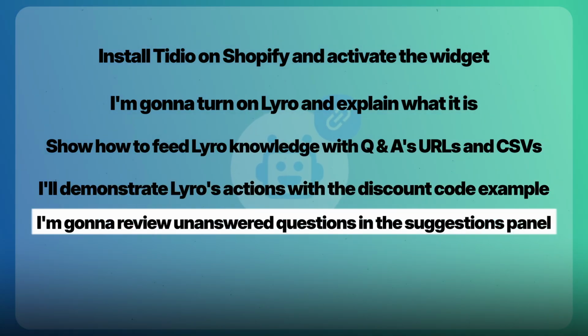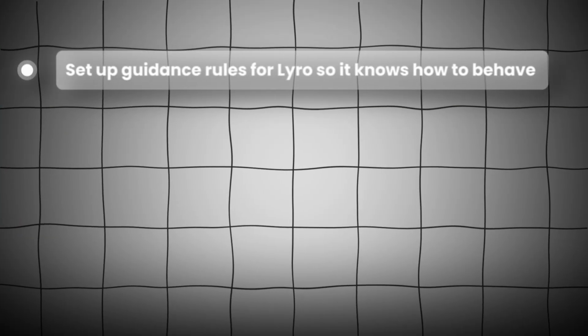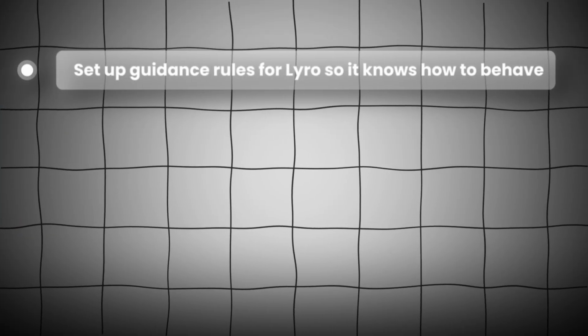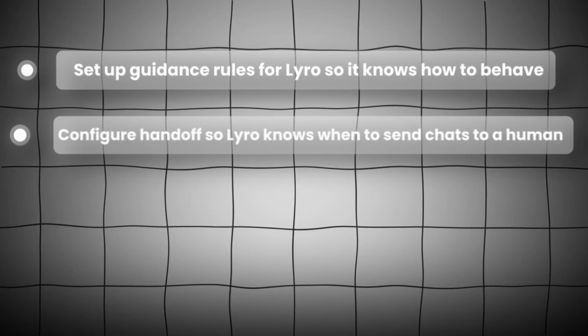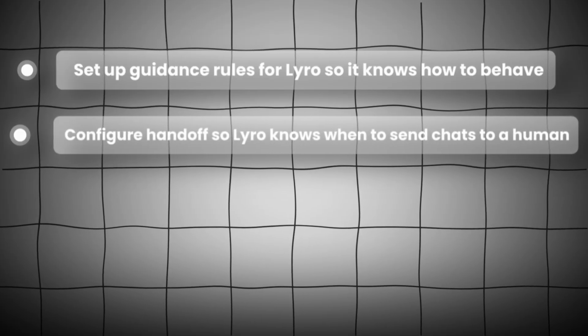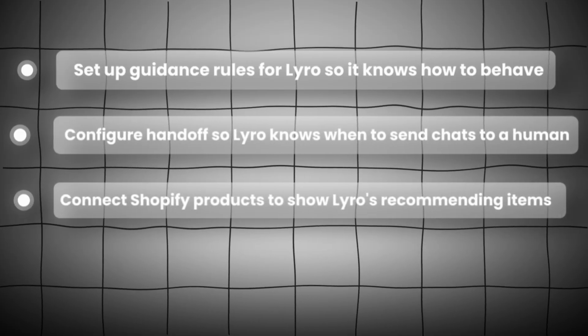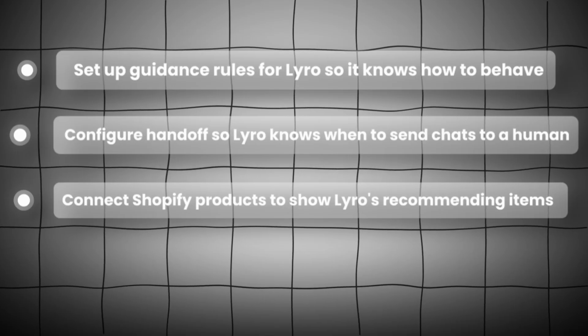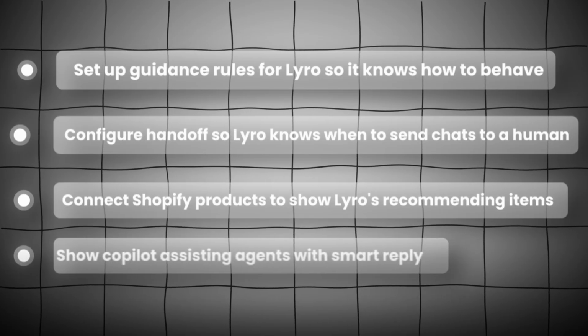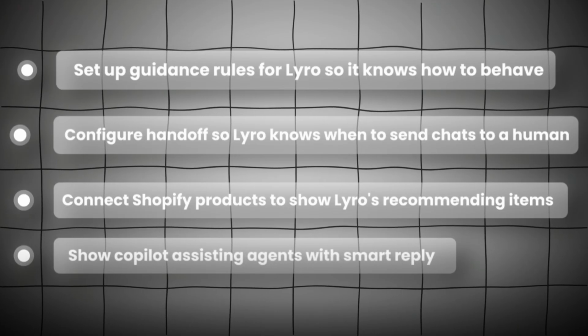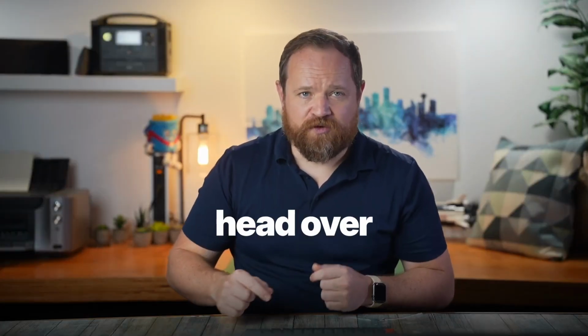I'm going to review unanswered questions in the suggestions panel. And then we're going to set up guidance rules for Lyro so it knows how to behave. We're going to configure Handoff so Lyro knows when to send chats to a human. And we're going to connect Shopify products to show Lyro recommending items. Finally, we're going to show Copilot assisting agents with Smart Reply. So to do that, let's first head over to my screen.